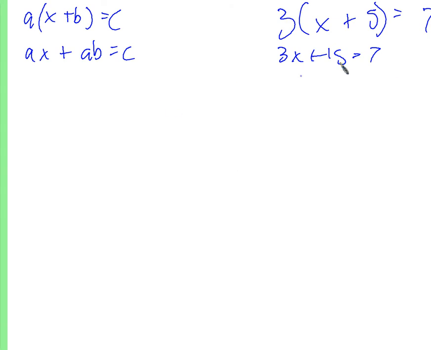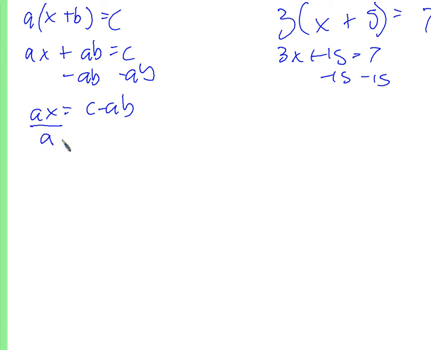Minus AB, just like I would do minus 15 here. I'll do minus, this is just a number, just a constant number. AX equals C minus AB. Then what? You divide by AX? Oh, no. Divide by A. Yeah, just A.